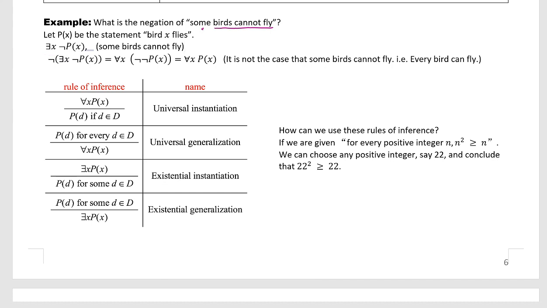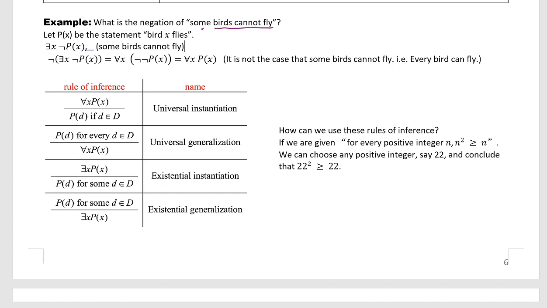What is the negation of that? Not there exists means for all x, and the not cancels, so we get for all x, P of x. So it is not the case that some birds cannot fly; that means all birds can fly. So every bird can fly. So far so good, everybody?